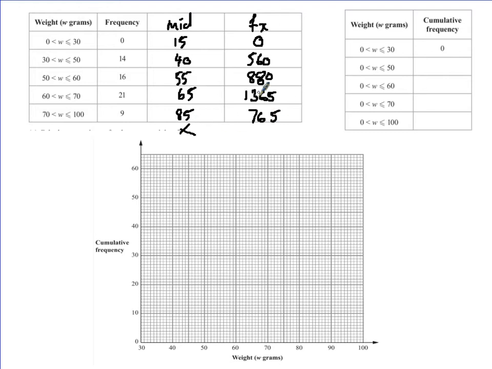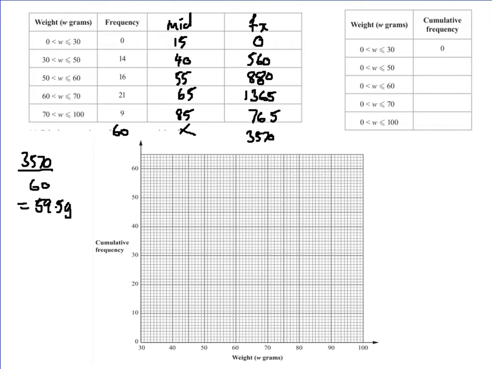So when we've done that, we'll then add our fx up. And we've also then got to add this up, which is the frequency. So this is the total weight. If you put all the eggs on the same scale, then it would equal that many grams. So it's the total grams divided by the number of eggs, which then gives you 59.5 grams. So that's then your average weight there.